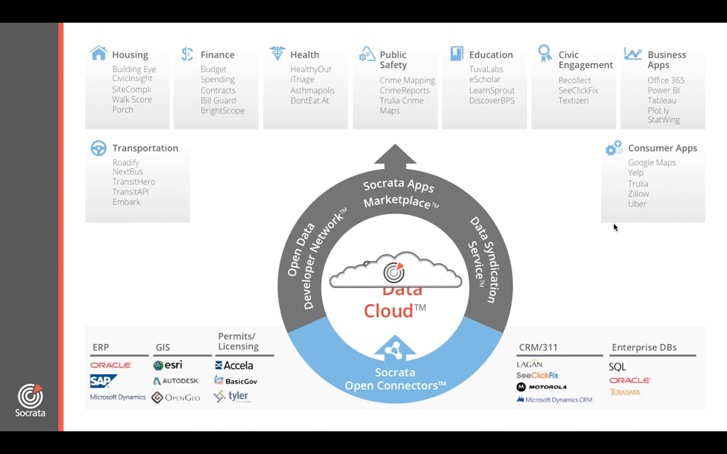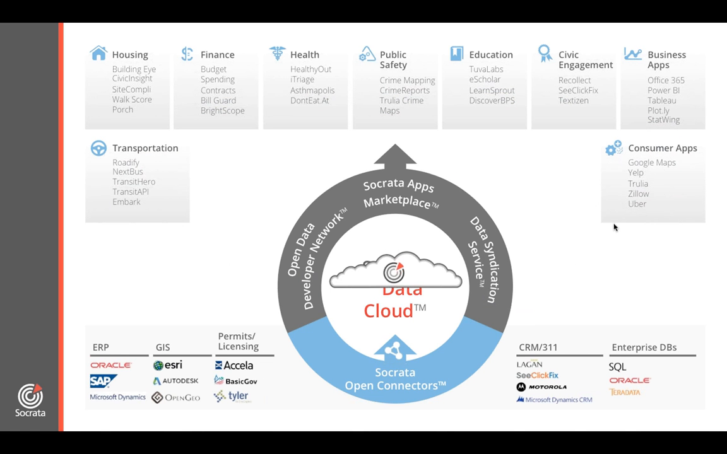This next slide here really elaborates more on this idea of connectors. Cities, states, counties, they have their Oracle systems, they have their dynamic systems, they have their GIS shop. We try to take all of those different connectors and bring them into the Socrata cloud, so that way it can feed all of these different applications and these different systems, really building towards this ecosystem of data.